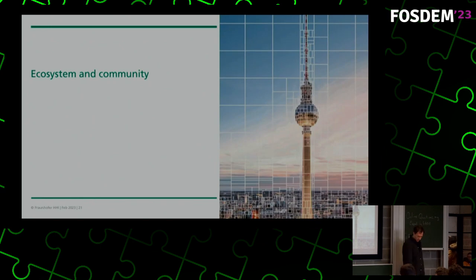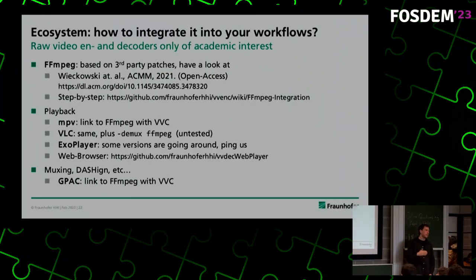All right, about the ecosystem and the community. Of course, this is raw video encoding and decoding. This is really only of academic interest, right? It doesn't really bring you anything. That's why we have been looking into FFmpeg support for a long time. There was an open access paper over 1.5 years ago that described how to do it for the decoder. There are some patches in the pipeline with FFmpeg. We also put in our wiki how to apply them manually if you want to build it. I know I've talked about this a lot, but if it's not in FFmpeg, it doesn't exist. That's why we put up a how-to for you on how to do it.